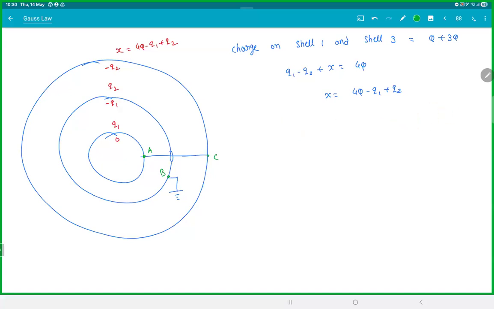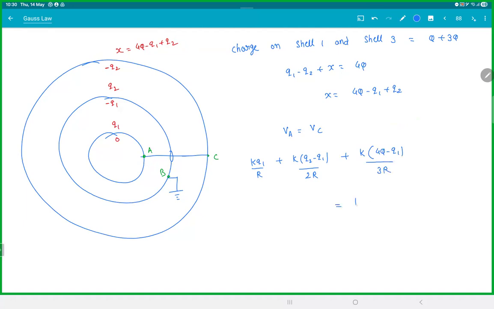So let's start from here. Potential at A is equal to potential at C. So where is point A? A is inside for all of them. So that would be K Q1 by R. The second shell's charge is Q2 minus Q1. Please check your equations. By 2R. The third will be K, the total charge Q2 and Q2 will cancel, 4Q minus Q1 by 3R. This is the potential at A.